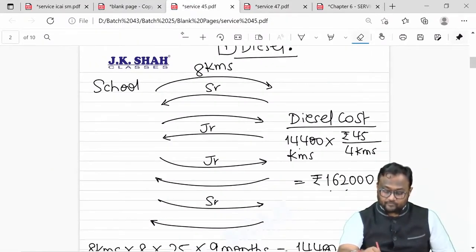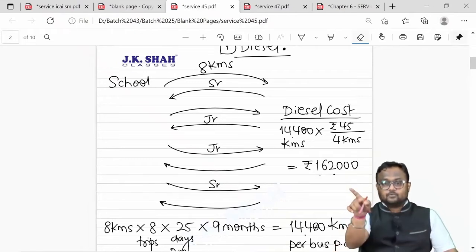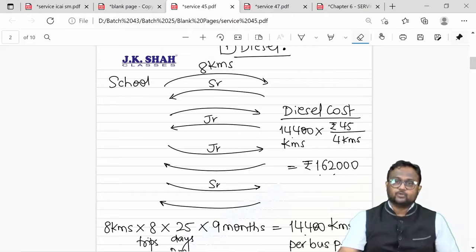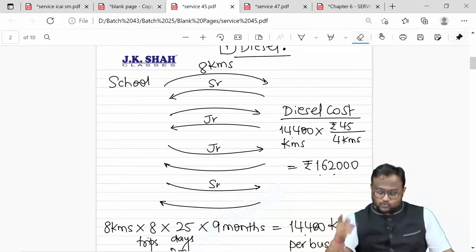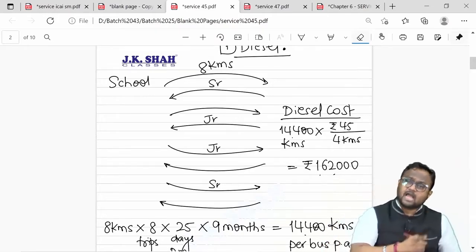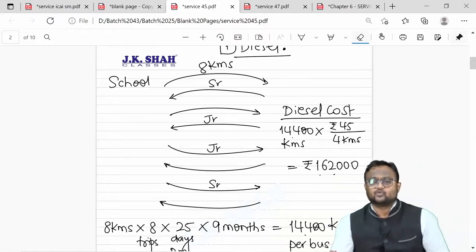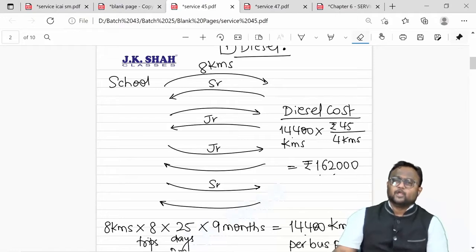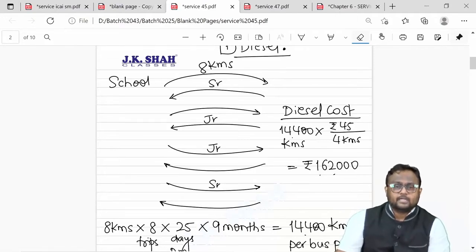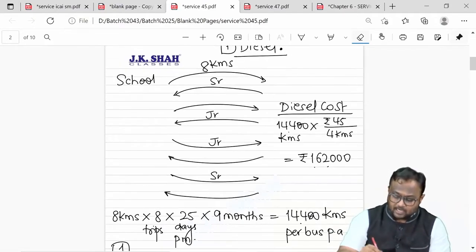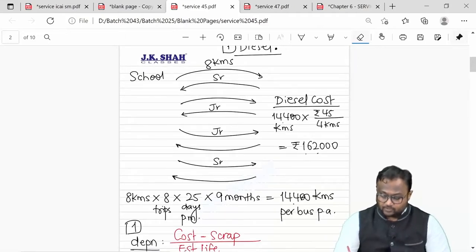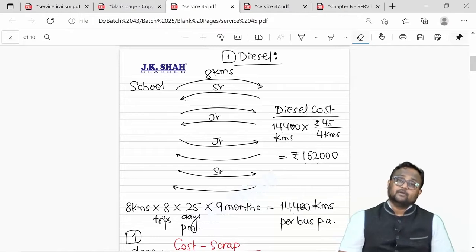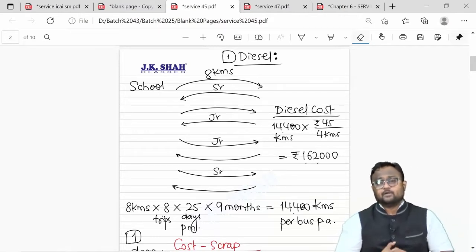The bus goes for 8 kilometers, gets senior students. Again the bus goes, gets junior students. In the afternoon, bus goes to drop junior students. Bus comes back and goes back for senior students, and it is coming back and it is parked in garage. So 8 kilometers you have travelled 8 times for 25 days, and this has happened for 9 months. Buses are running only for 9 months.